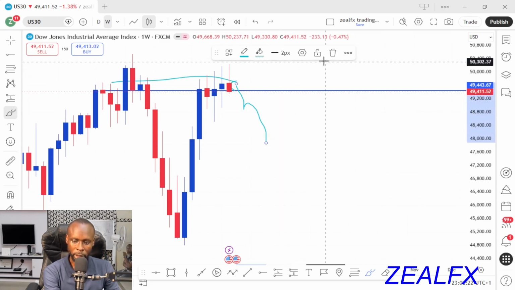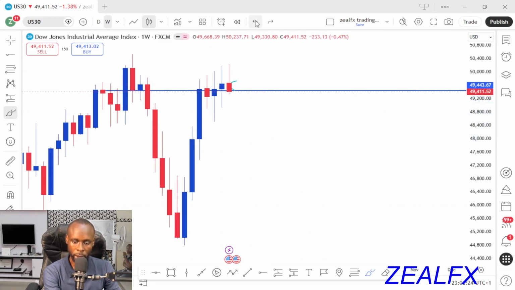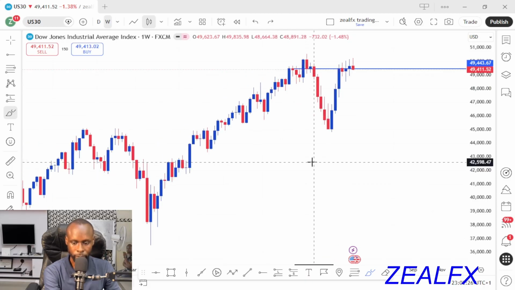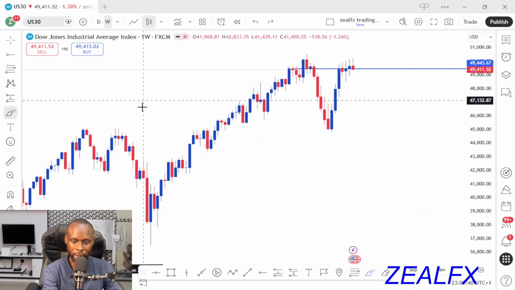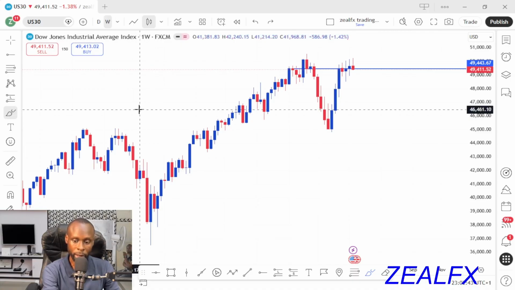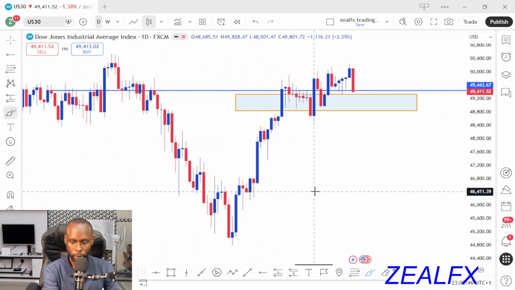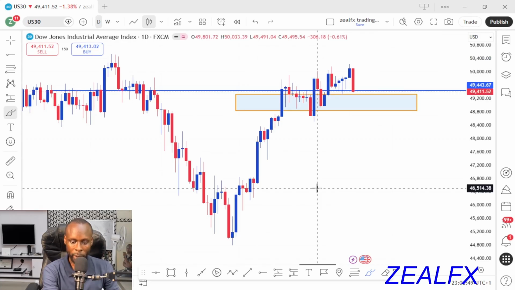So let's look at the trend of the US30 on the weekly time frame. On my weekly time frame, we don't have a clear trend on the US30. So we need a clear trend for us to swing the US30 to the top or to the down. So for now, we don't have a clear trend on the US30 on the weekly time frame. So let's go to the daily chart.